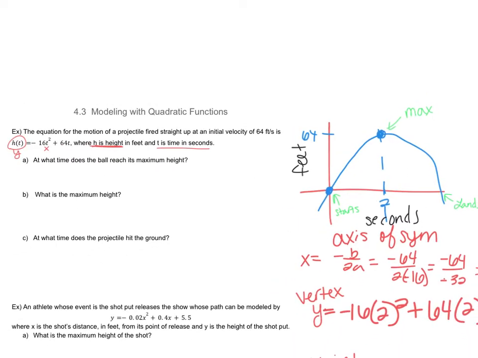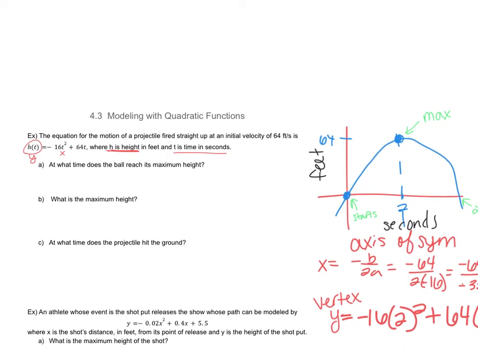Okay, so now that we have it all done, we just need to interpret the graph. So at what time does the ball reach its maximum height? The maximum height is going to be at 2, right? Because it's time, so that would be seconds, so it'd be 2 seconds, because here's the max and it occurs at 2 seconds. And then what is the maximum height? Well, what is it right there? It's going to be 64. So 64 feet.